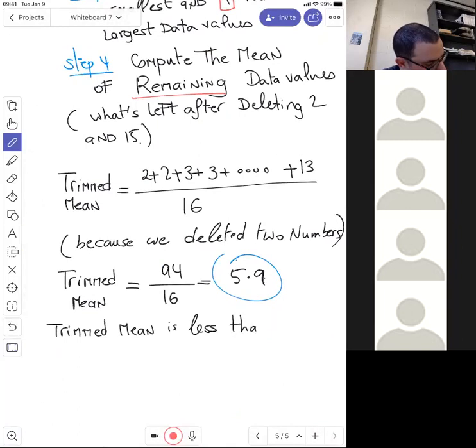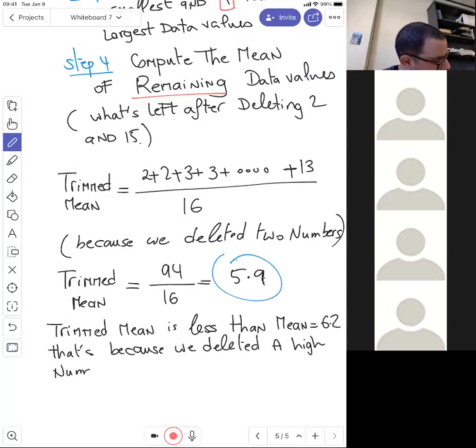less than the original mean. The original mean was 6.2, right? And that's because we deleted a very high number, which is 15.